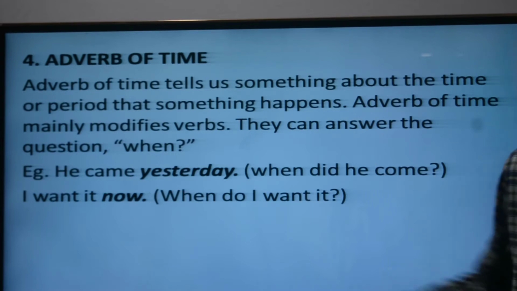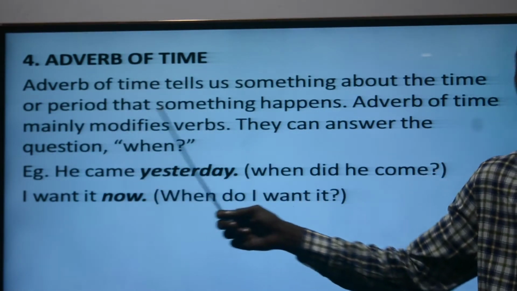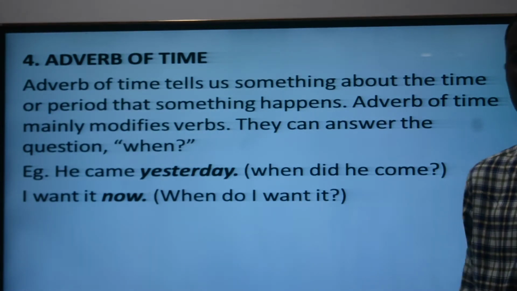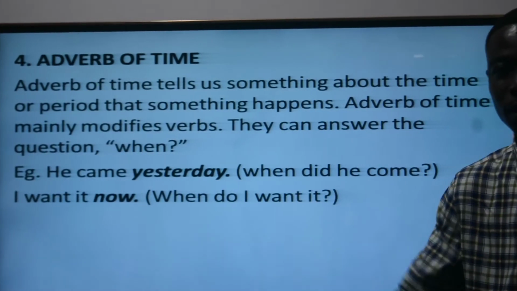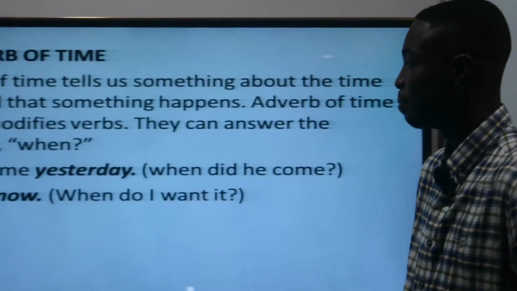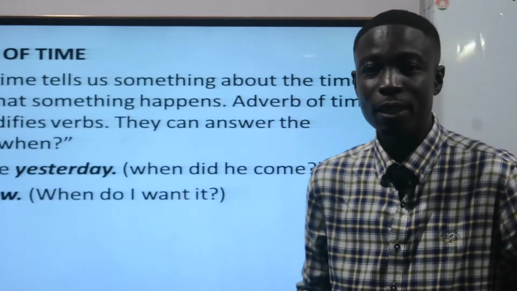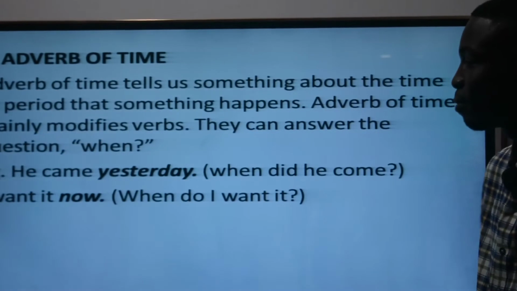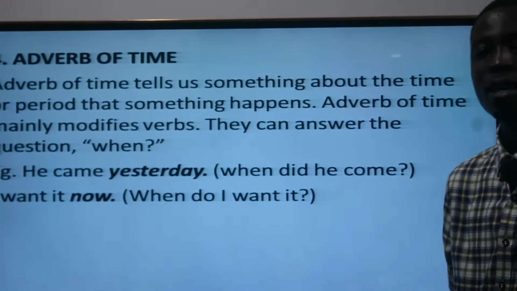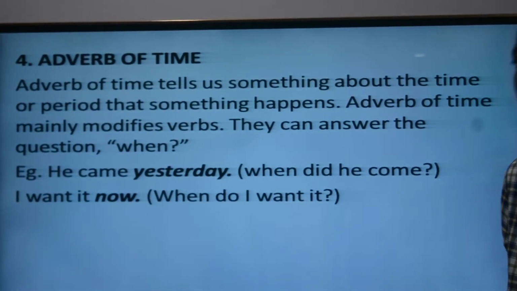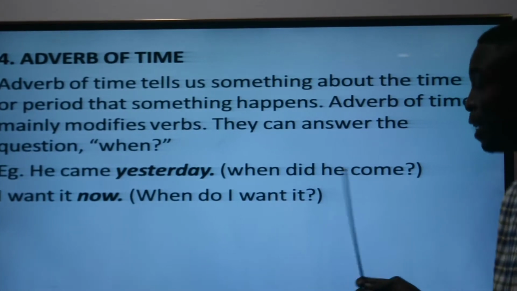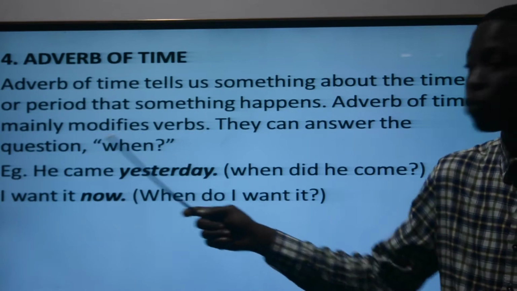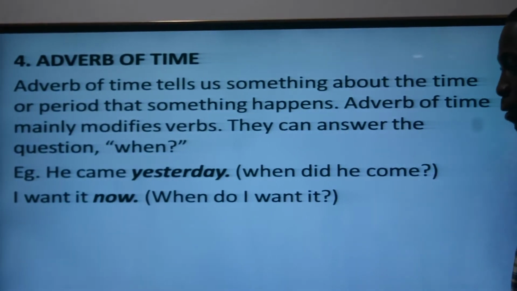Adverb of time mainly modifies verbs, just like adverb of manner. They can answer the question when. When did it happen? Example: he came yesterday. When did he come? Yesterday. Yesterday here is telling us when the coming was done.